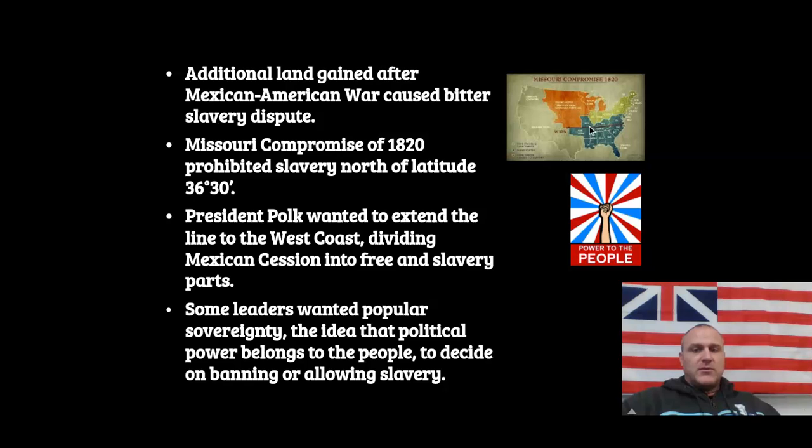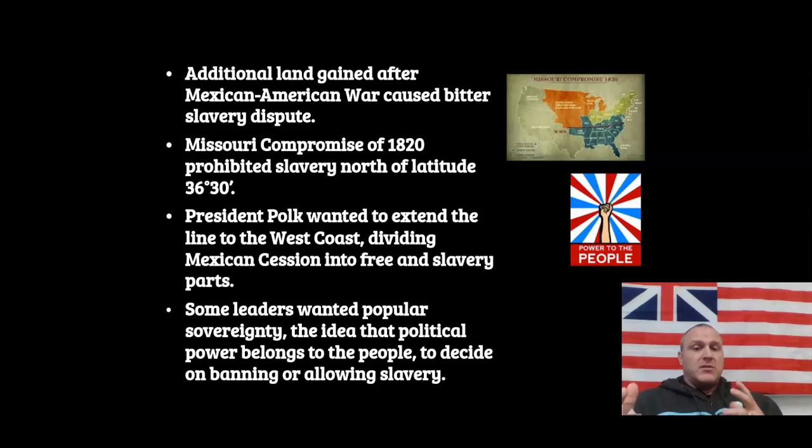So if you were to track this line all the way across, since we are a spherical globe, you will see that 36°30' line. What does it do to this cession? It really splits it right in half, and especially splits California right in half. So with Polk wanting to extend the nation all the way to the West Coast, that really divided it into what are we going to do.